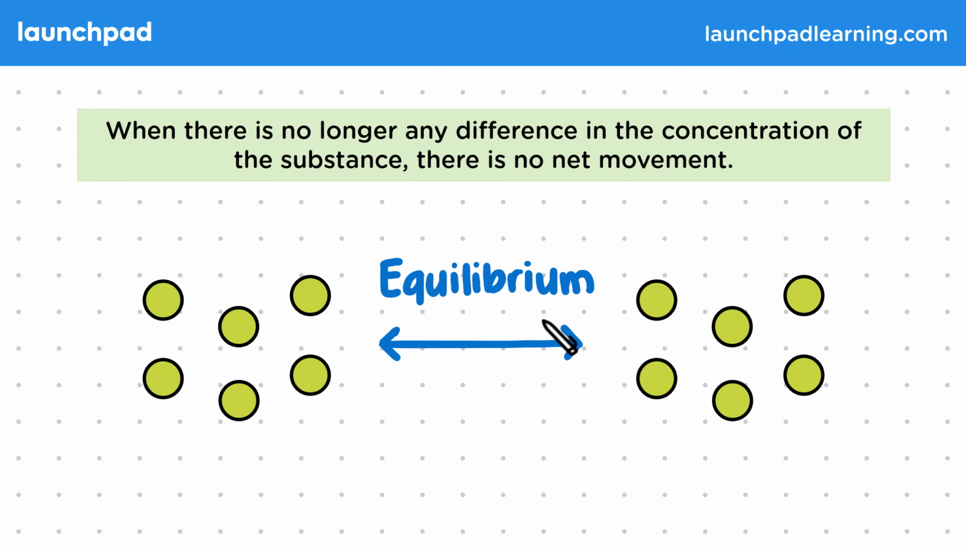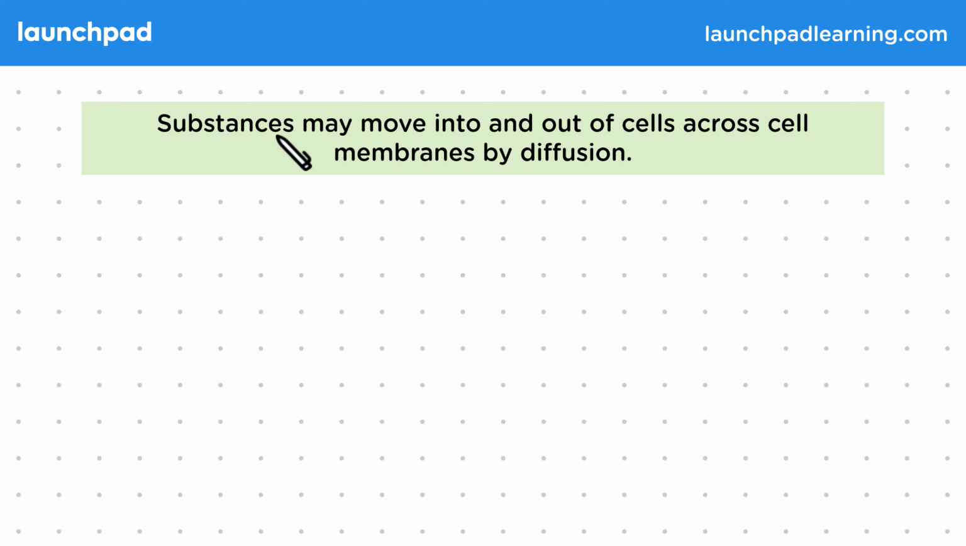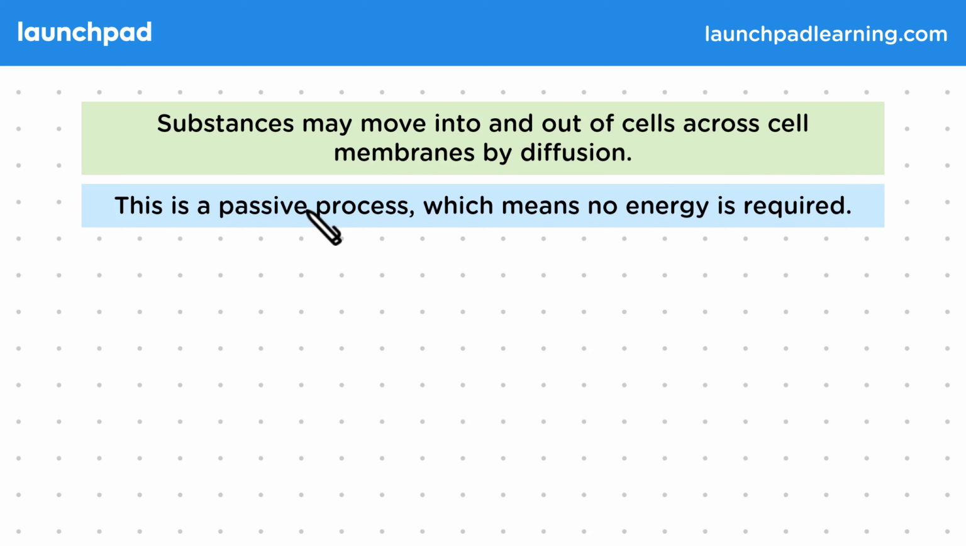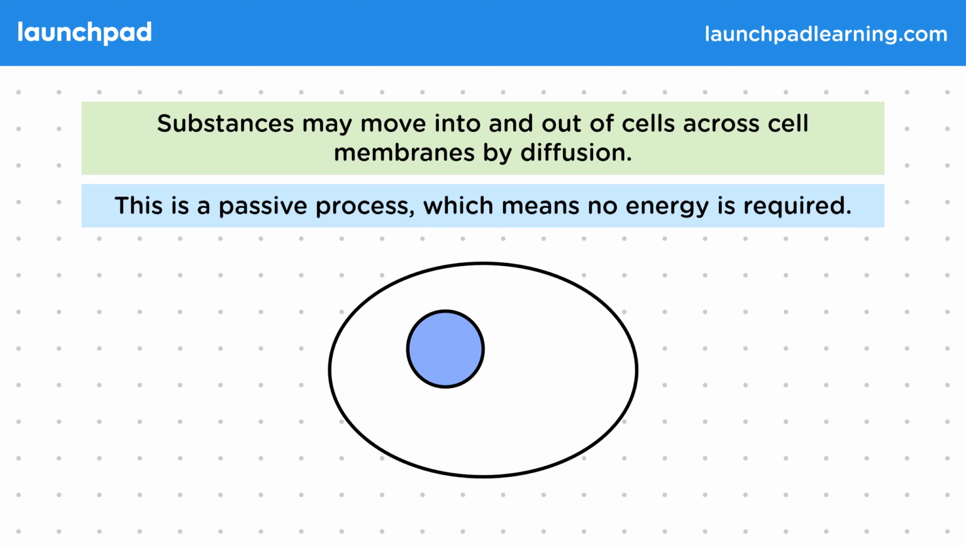What examples are there of substances that diffuse into and out of our cells? Substances may move into and out of cells across cell membranes by diffusion. This is a passive process, which means no energy is required. This is a very simple diagram of a cell. Going around the outside of the cell is the cell membrane. This is a partially permeable membrane.